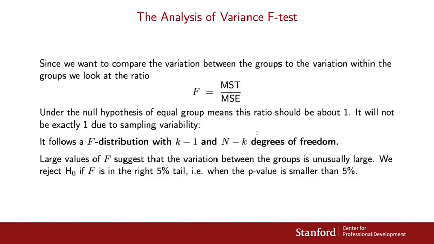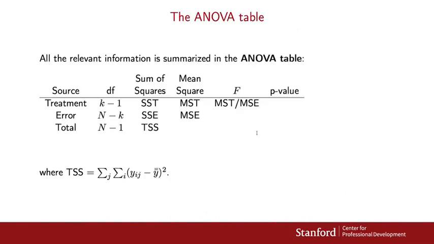Remember, our idea is to assess whether the variability between the treatment means is large compared to the variability within the groups. So we would reject our null hypothesis if this F statistic is large. And that means that if F is in the right 5% tail, that is when the p-value is smaller than 5%. Typically, the result of an analysis of variance are summarized in an ANOVA table.